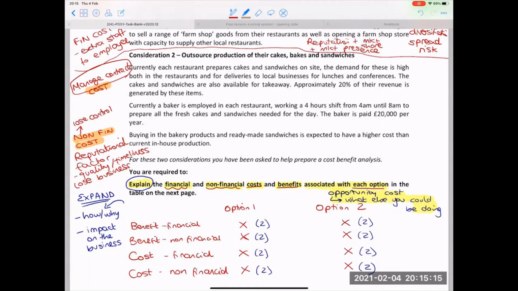Not guaranteed quality. Excellent, Pavlina. Right, great, Ruth. She said that actually the financial cost is that there is a higher cost. So buying it in is a higher materials cost.